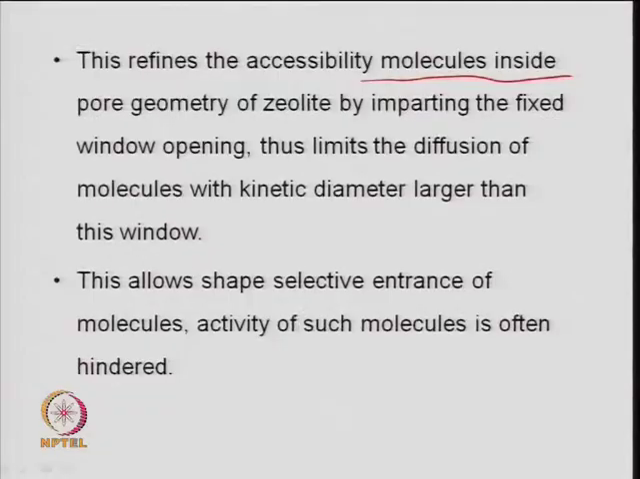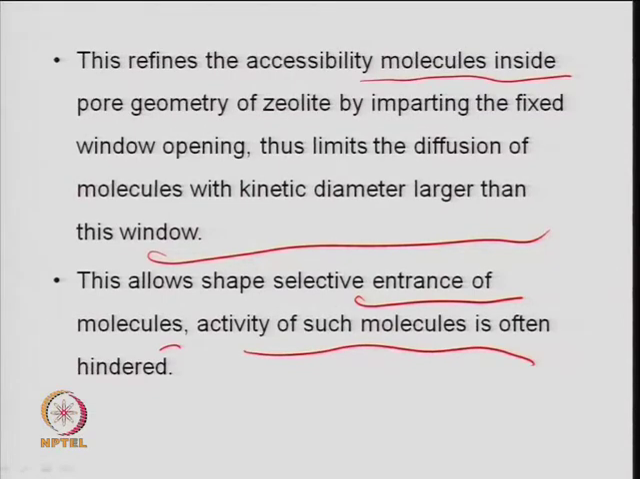So, that is also important. You have to look at this: it allows the selective entrance of the molecule. Activity of such a molecule is often hindered. If the molecules are larger, or the kinetic diameter of the reactant species is larger, it may not diffuse into the pores of the zeolite, and because of that your total rate of reaction will be low, right, because the molecules may not go into the pore. So, there is no chance, or very limited chance, of chemical reaction. One has to look at the kinetic diameter versus pore opening in the case of molecular sieve reaction, which is true in all catalytic reactions.